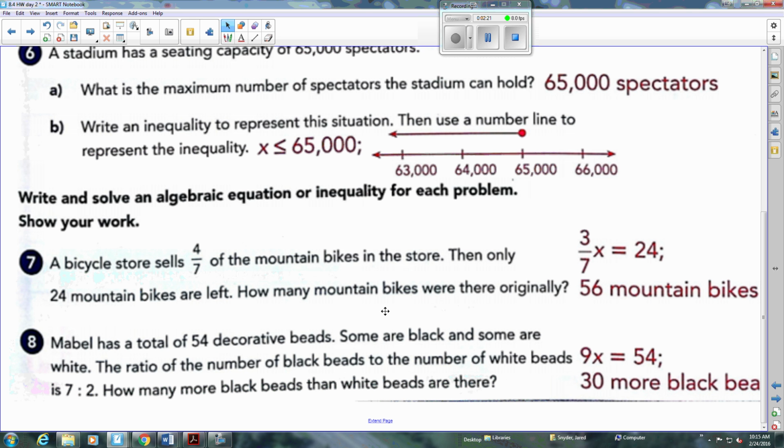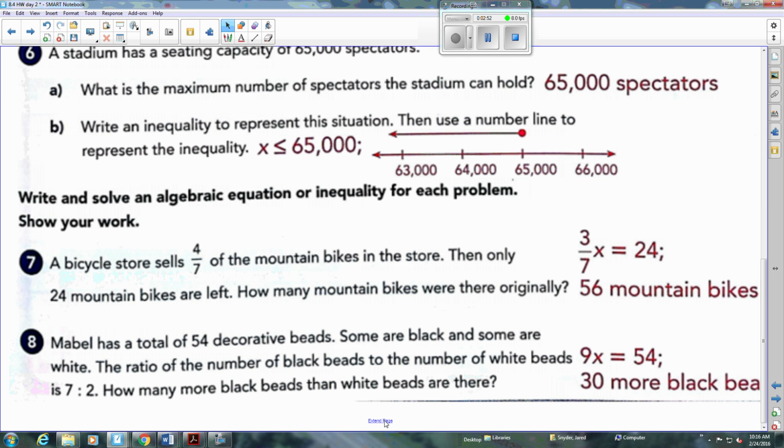Same thing here. Mabel has a total of 24 decorative beads. Some are black and some are white. The ratio of the number of black beads to the number of white beads is 7:2. How many more black beads than white beads are there? Again, it says the ratio of the number of black beads to the number of white beads is 7:2. That means we have 9 total parts overall. So 9 times a number is 54.